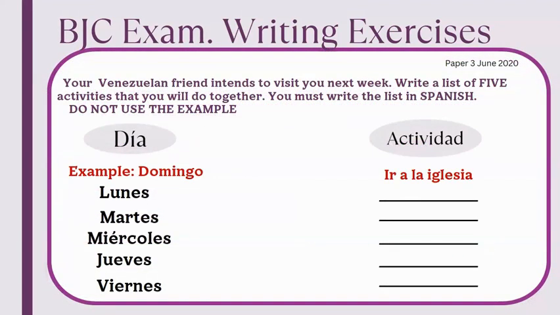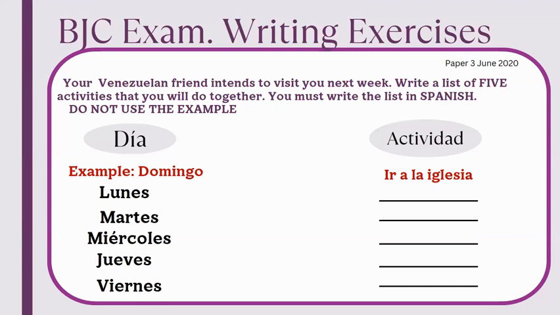Now, this is another writing exercise. Notice how it changes up. So here it is. Your Venezuelan friend is going to visit you next week, meaning now they're coming to you. They're coming here to the Bahamas. So you're going to write a list of 5 activities that you will do together. You must write the list in Spanish.